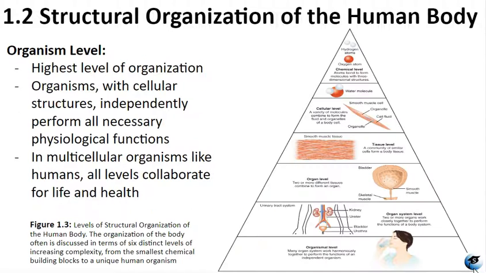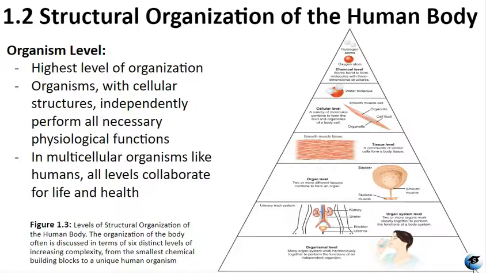The highest level of organization is the organism level. An organism is going to be a living being with cellular structure that independently performs all of its physiological functions necessary for life. In multicellular organisms like humans, all levels, cells, tissues, organs, and systems, collaborate to maintain the life and health of the organism.